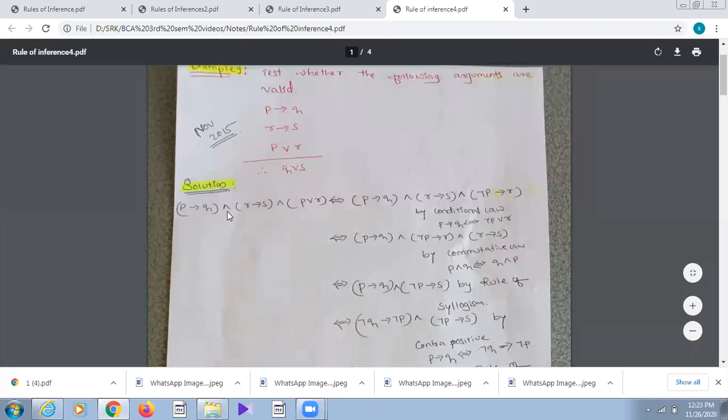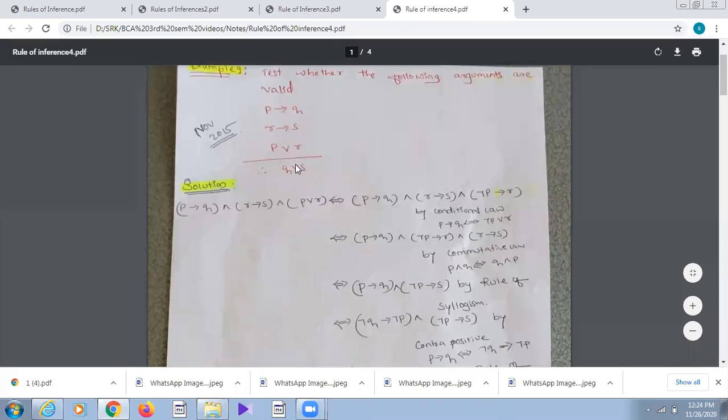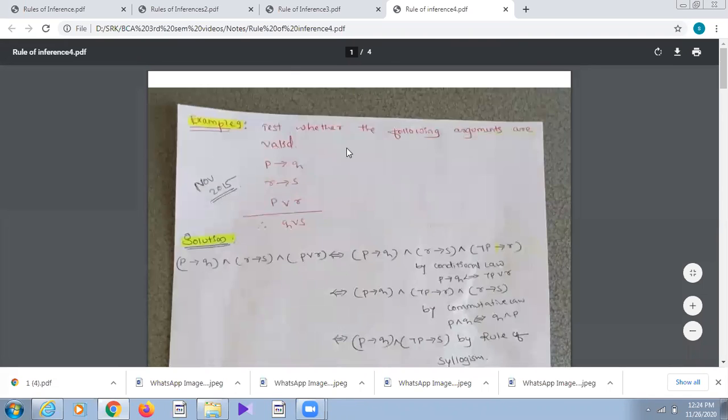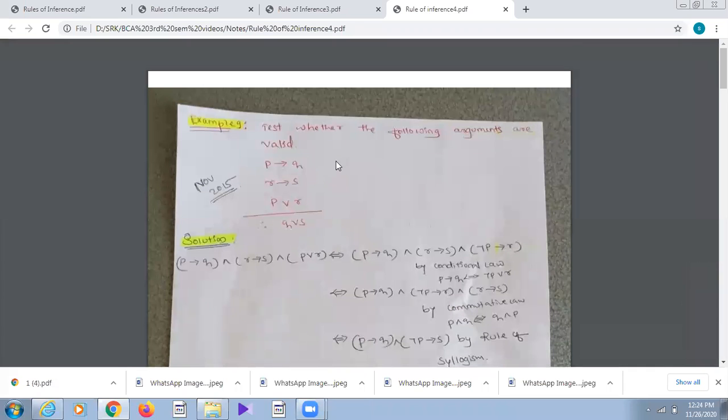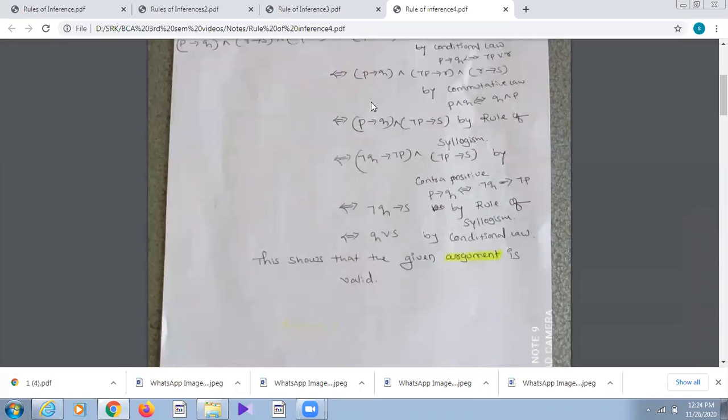So this is the definition of rule of inference. After solving the premises by using laws of logic and rules of inference wherever necessary, we want to get this conclusion. Once you get the conclusion, we can say this whole argument is a valid argument. If it does not come, that is an invalid argument. So see here how it will be solved.